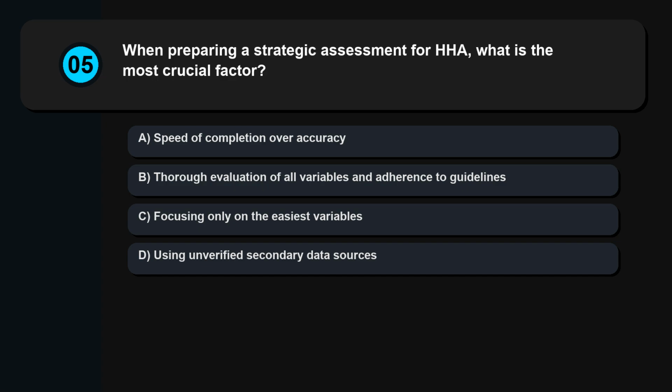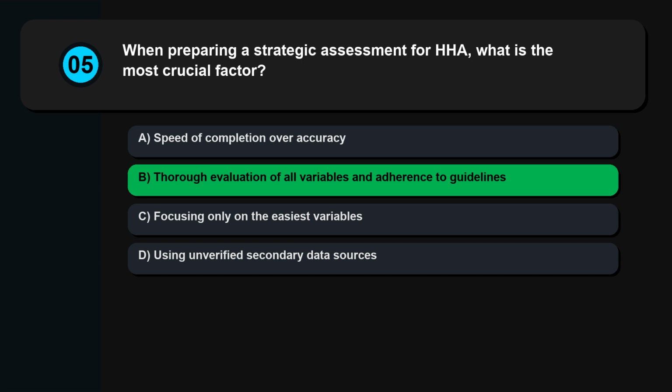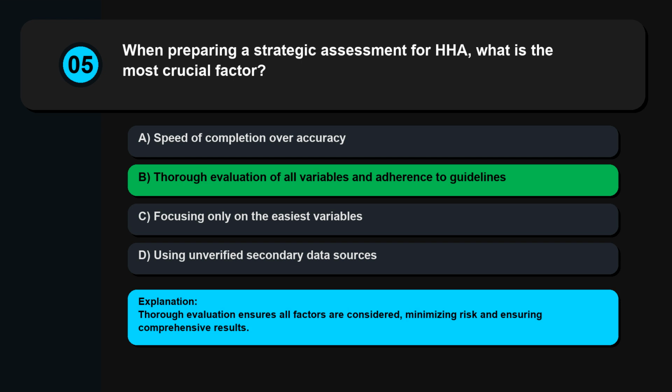Question 5. When preparing a strategic assessment for HHA, what is the most crucial factor? Speed of completion over accuracy, thorough evaluation of all variables and adherence to guidelines, focusing only on the easiest variables, using unverified secondary data sources. Thorough evaluation ensures all factors are considered, minimizing risk and ensuring comprehensive results.